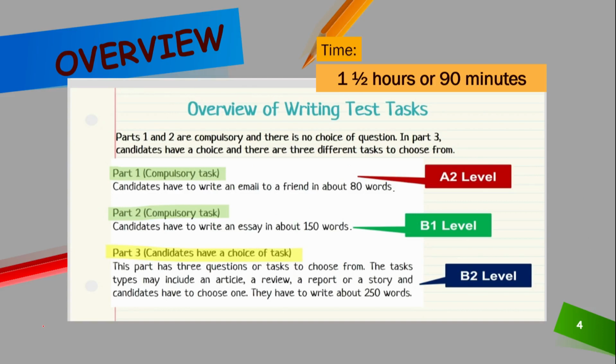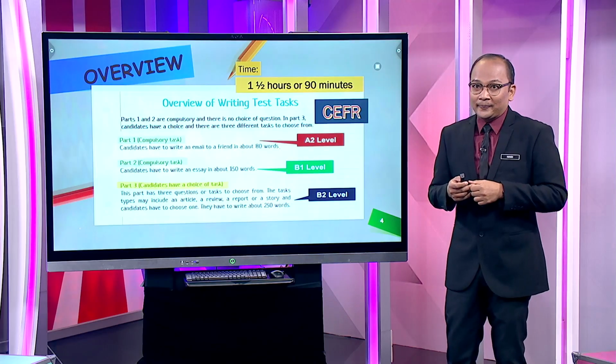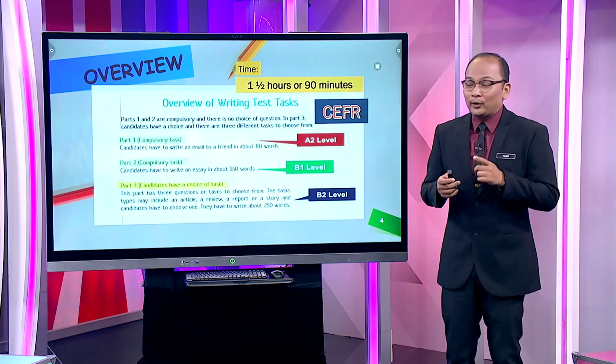I think by this time, all the candidates know about Paper 2 writing for English. And as you can see, there are levels over here: A2 level for Part 1, B1 level for Part 2, and B2 level for Part 3. And these are under the CEFR, which is what we are using right now for our testing. So please make sure that you follow this.